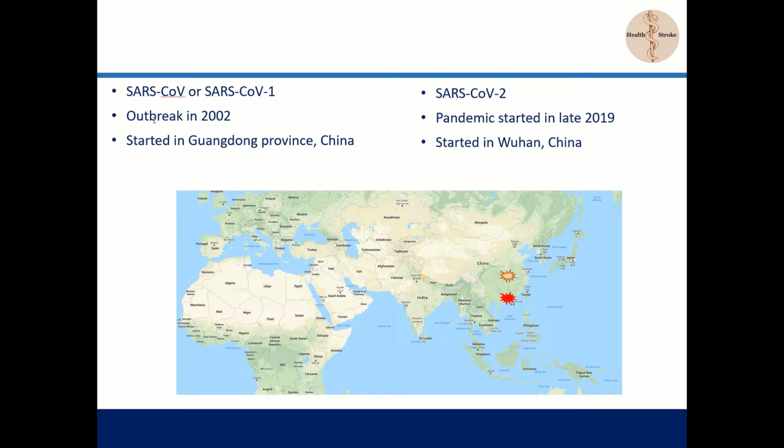Just to quickly understand the SARS-CoV-1 infection, it was an outbreak which started in the year 2002 in Guangdong province, China. Very similar in origin, it again started in a wet market, and now we are facing the SARS-CoV-2 infection, which started in late 2019 in Wuhan, China, and again in a wet market. We will learn more fun facts in later videos about the reason these coronaviruses start in the wet animal market.